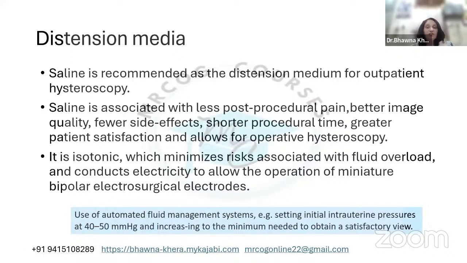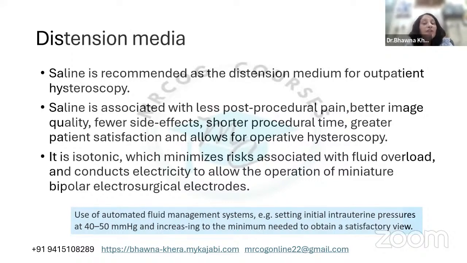Now, what are the pressures we need to use? We should use the lowest pressure at which we achieve the best image quality. If we achieve good image quality at any particular pressure, that is the best pressure, and we should try to choose the lowest possible. With automated fluid management systems, we set initial intrauterine pressures at 40 to 50 millimeters of mercury. 40 millimeters of mercury is taken to be a good pressure for safety and good pain relief as well.